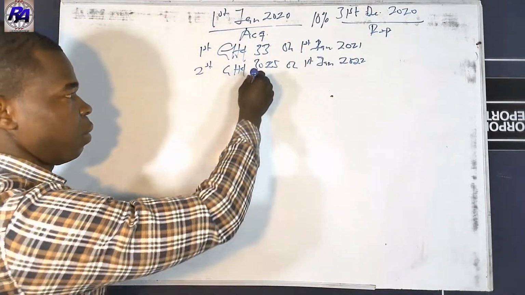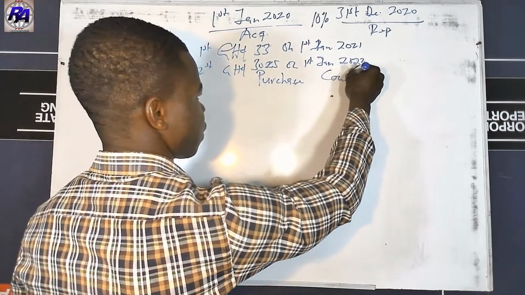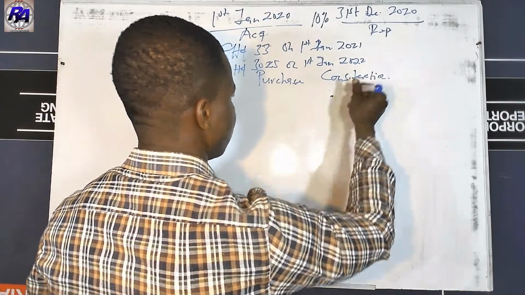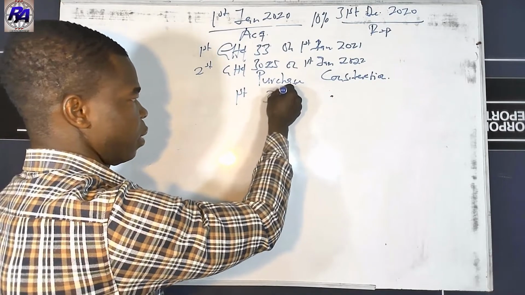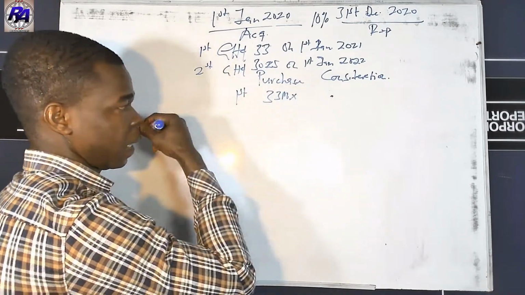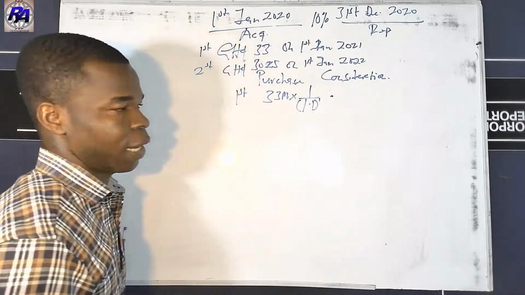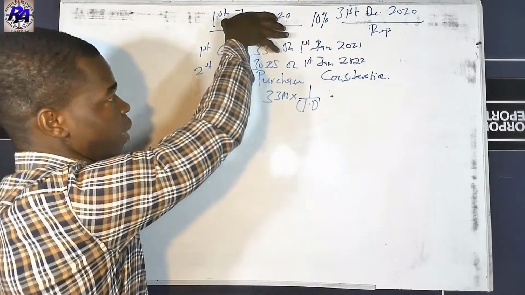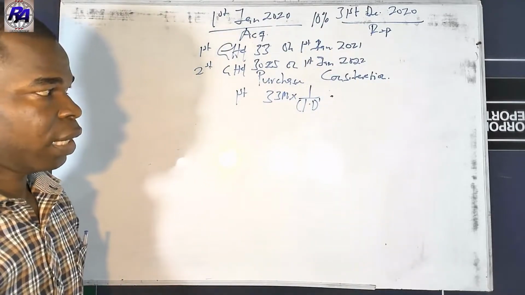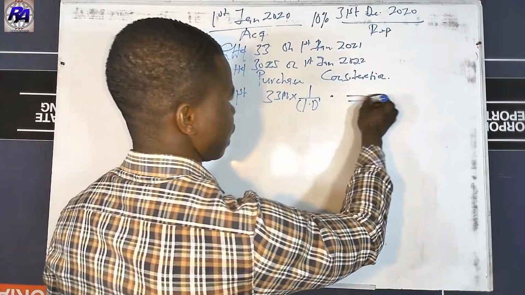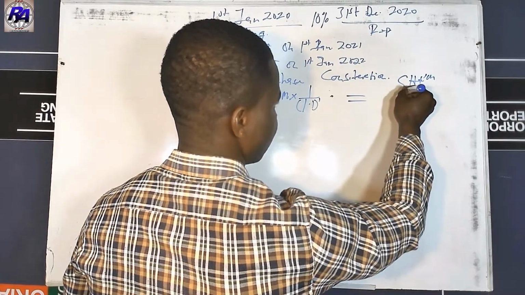So, determination of our purchase consideration. Our purchase consideration in this case is going to be the first installment, which is the 33 million, multiplied by 1 divided by 1.1, all raised to the power 1. Why 1? Because from the day we acquire the business, the first payment is going to be just 1 year. If you do this correctly, you are going to get an amount of 30 million.